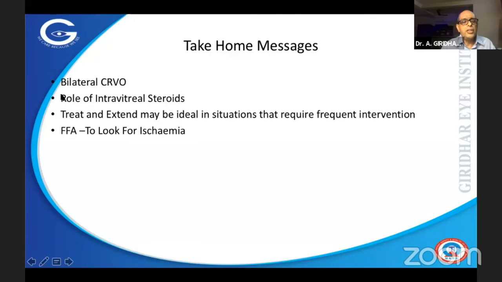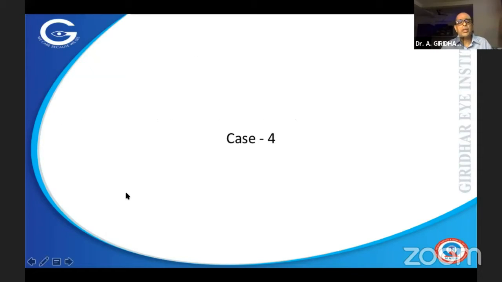definitely less. And I do fundus fluorescein angiography in patients who require frequent injections, or in eyes with ischemic CRVO after the hemorrhages are recently absorbed, to look for significant capillary closure.